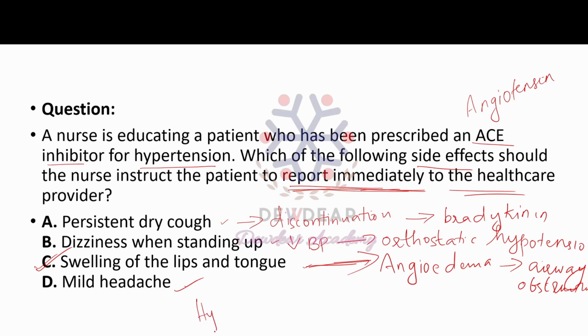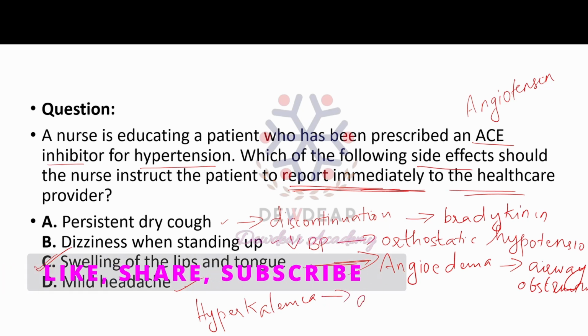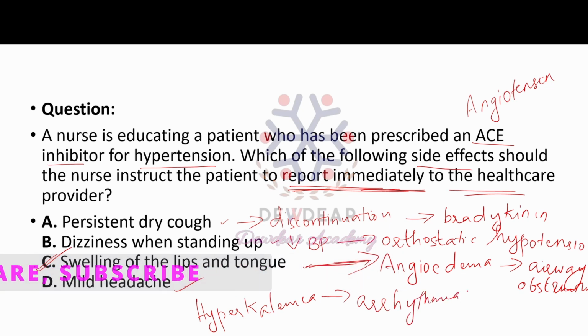Some of the other side effects we can also look at: hyperkalemia can occur, because ACE inhibitors can lead to elevated potassium levels. When patients are taking these medications, they should be monitored for hyperkalemia, because high potassium levels can lead to arrhythmias. So it is very important to monitor the potassium levels.